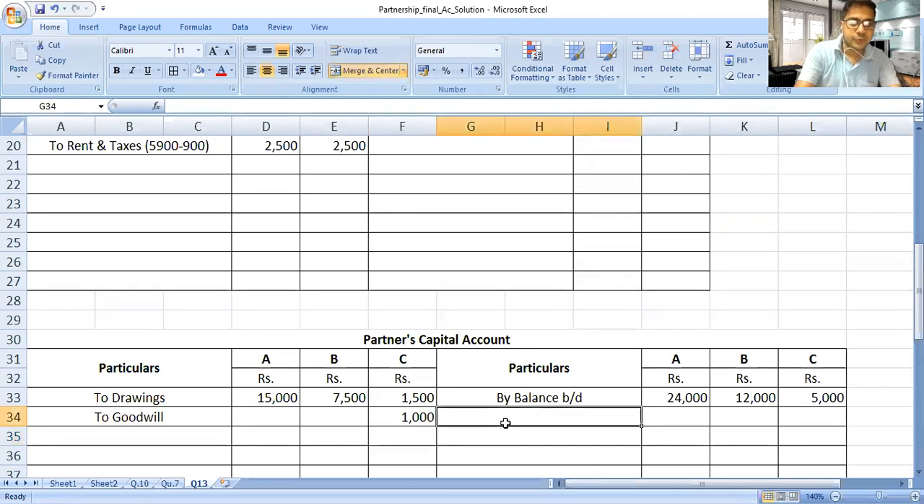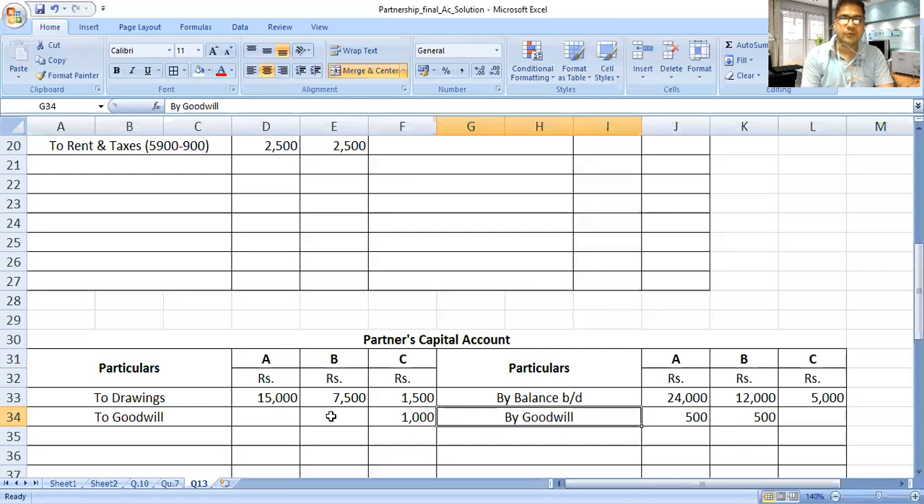Here we will distribute the goodwill. How much amount is there? 1,000. So 1,000 is distributed to A and B in their profit sharing ratio. If you see the first adjustment, it says the profit sharing ratio is equal, so we will distribute it equally. A's share is 500 and B's share is also 500. I hope you understood.